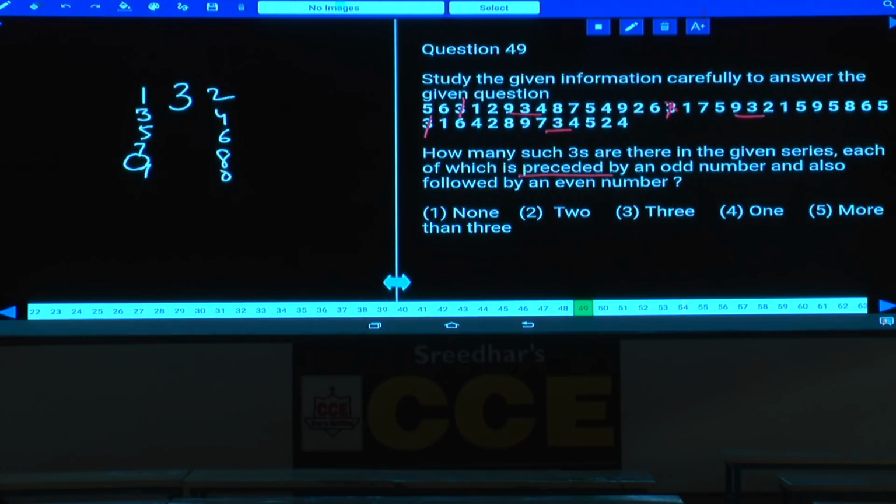Hence, how many 3's are there? There are 3 such 3's which are immediately preceded by an odd number and followed by an even number. That is choice 3. 49, choice 3.